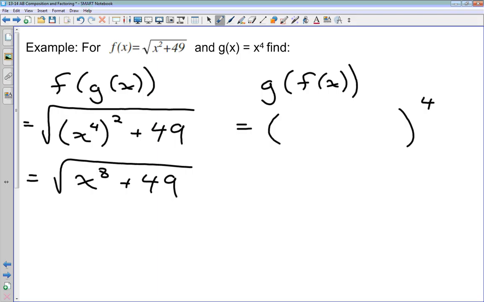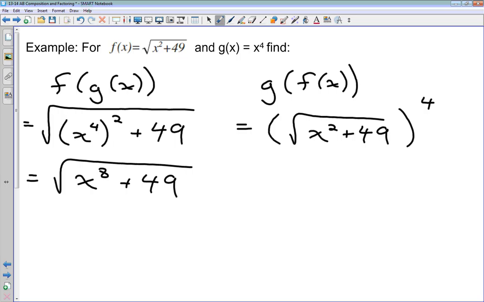What is going to be to the power of 4? It's whatever we have subbed inside of g at x, which is our function f at x. So that's going to be the square root of x squared plus 49. And there's our composition. Same question I asked before. Can we simplify this? What do you think?